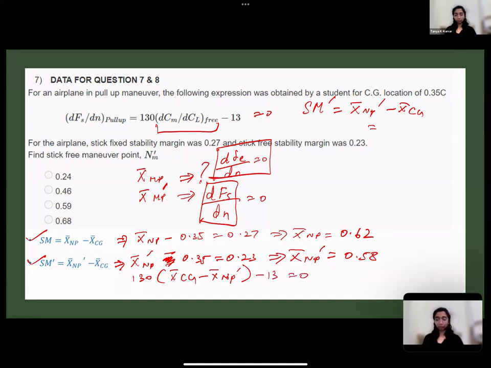X bar NP prime we found out to be 0.58. Substitute the values. What is X bar CG? So it's 0.58 plus 13 by 130, 0.68. Correct? So the CG location at which your dFs by dn equal to 0 is your stick free maneuver point. Yes? So your answer is 0.68. Okay? Is that clear?